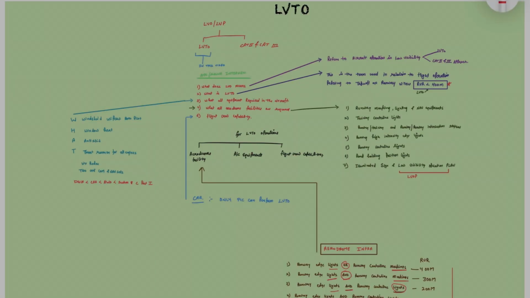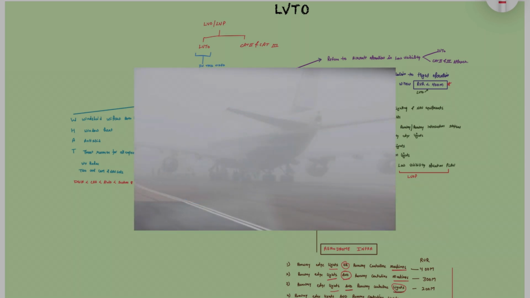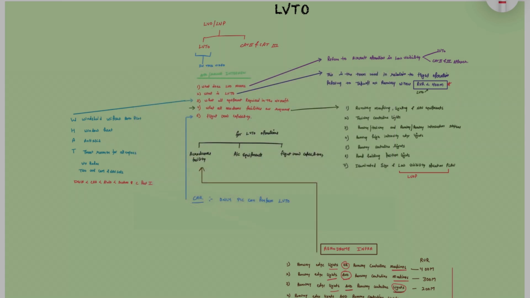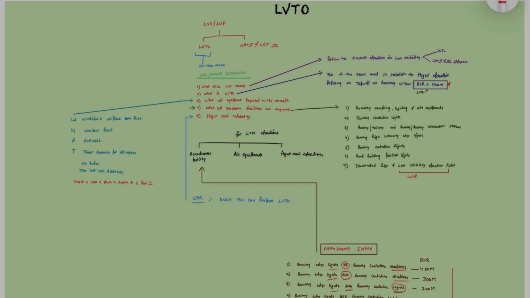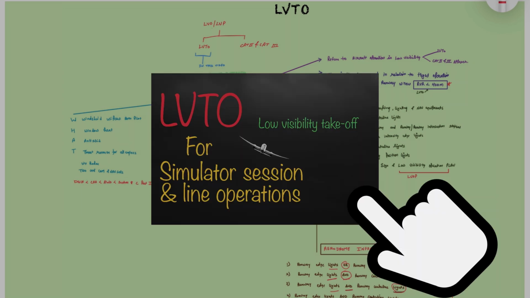So guys, this information seems enough for the initial stage. If you want to know the procedure we follow in real life, how to perform taxi in low visibility, how to perform takeoff, and what all things you need to consider during real flying, then you can refer to this video.